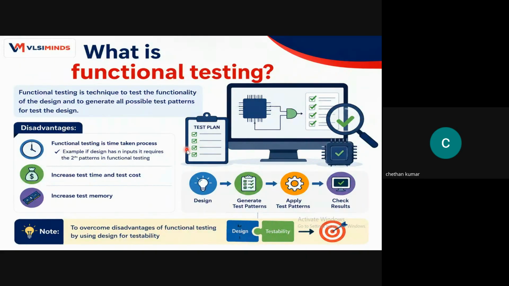Generating and applying the tests, all these things you have to do manually, so we may miss out something. That may not give the assurance that all the defects have been detected. Some of the faults may get missed out of the testing. That may be possible in the case of functional testing. So to overcome these disadvantages of functional testing, we go for design for testability. Okay, I hope all of you are clear up to this stage.